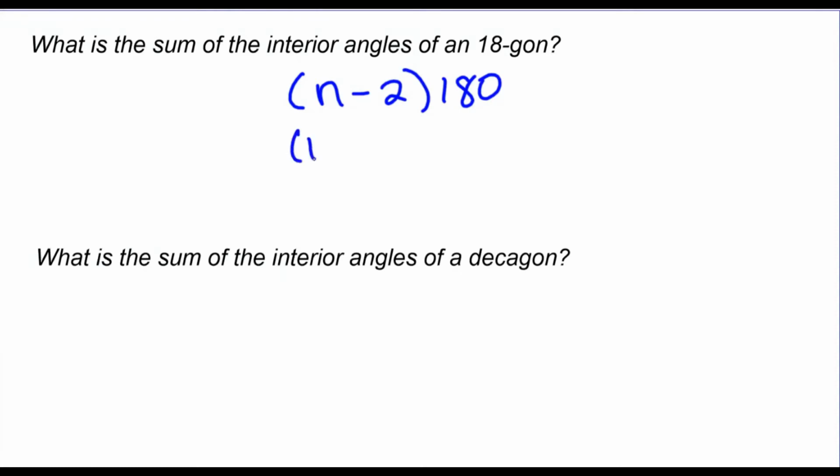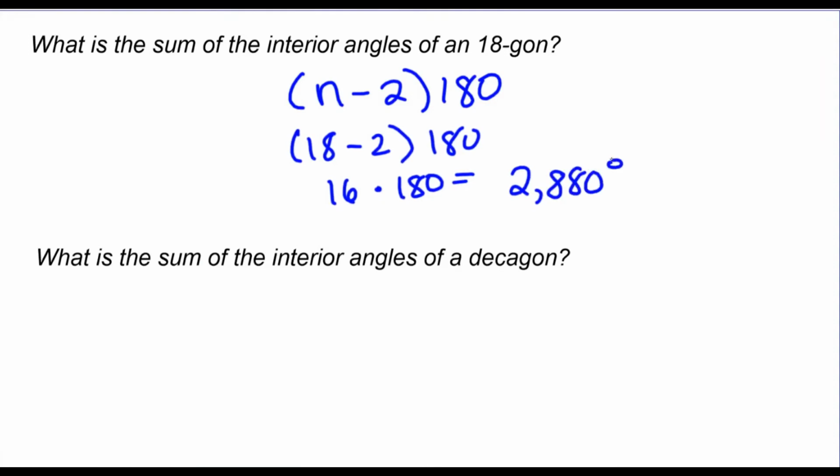So let's figure that out. 18 sides minus 2 times 180. So that's 16 times 180. And that gives us a total of 2,880 degrees. So the sum of the interior angles of an 18gon will be 2,880 degrees. That's a lot of degrees.